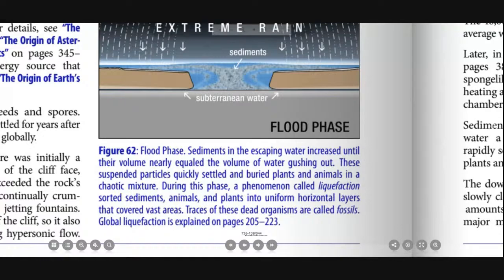out. These suspended particles quickly settled and buried plants and animals in a chaotic mixture. During this phase, a phenomenon called liquefaction sorted sediments, animals, and plants into uniform horizontal layers that covered vast areas. Traces of these dead organisms are called fossils. Global liquefaction is explained on pages 205 to 223.